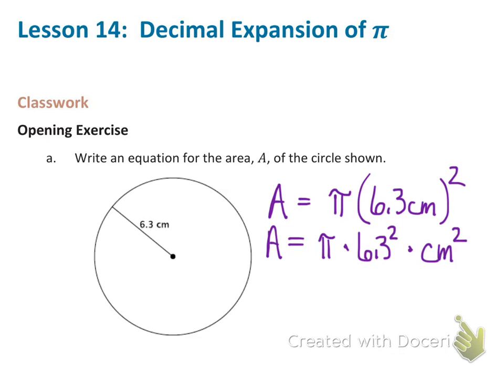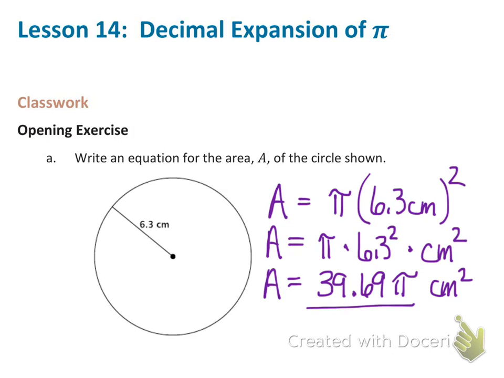That exponent's going to work on everything that's in the parentheses there. Okay, so the more traditional way to write this is to put the constant term out in front of pi. So in this case, when we multiply that out, we're going to have 39 and 69/100 pi centimeters squared. Okay, and remember we talked before about leaving our answers in terms of pi.